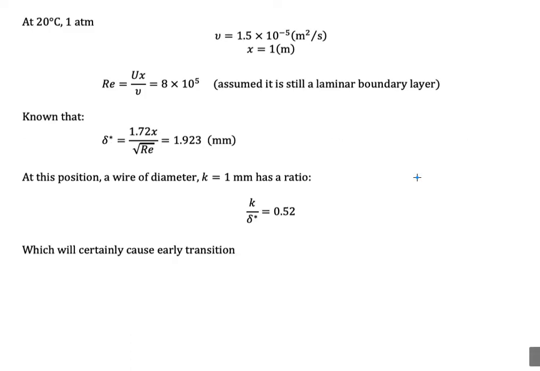So for 20 degrees Celsius at 1 atm, we know the kinematic viscosity of air is 1.5 times 10 to the power of -5, and the estimation length is x equal to 1. If we calculate the Reynolds number at x equal to 1, we find that it is 8 times 10 to the power of 5. So we assume it's still a laminar boundary layer.